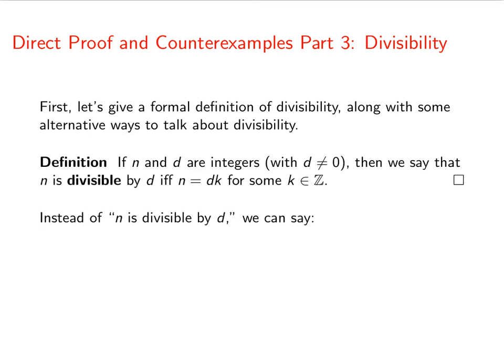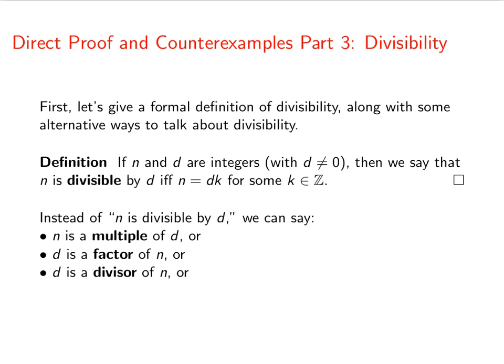Now here's some alternative ways of saying and writing the same thing. So instead of saying n is divisible by d, we could say n is a multiple of d. D is a factor of n. We can also say that d is a divisor of n. Or we can say that d divides n.